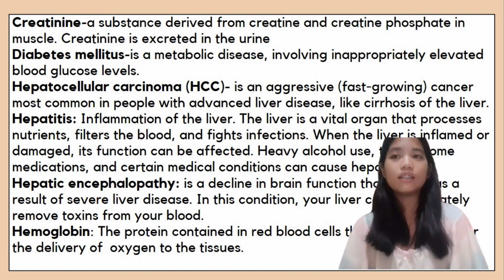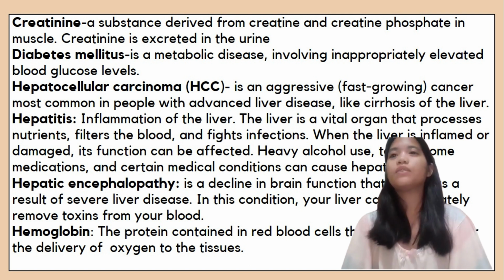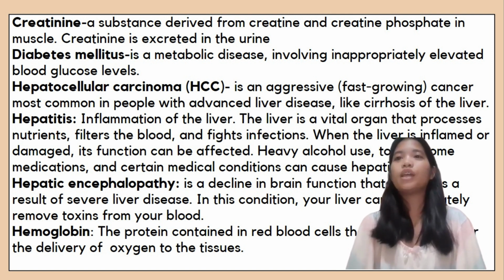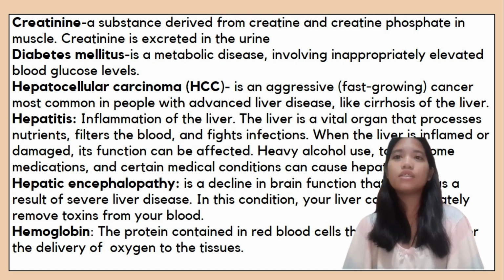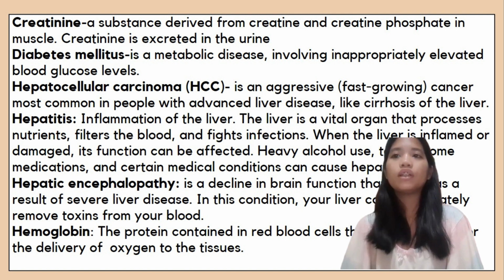So creatinine is excreted in the urine. Next is diabetes mellitus. So DM or diabetes mellitus is a metabolic disease involving inappropriately elevated blood glucose levels. Third one is hepatocellular carcinoma. It is an aggressive, fast-growing cancer, most common in people with advanced liver disease like cirrhosis of the liver.